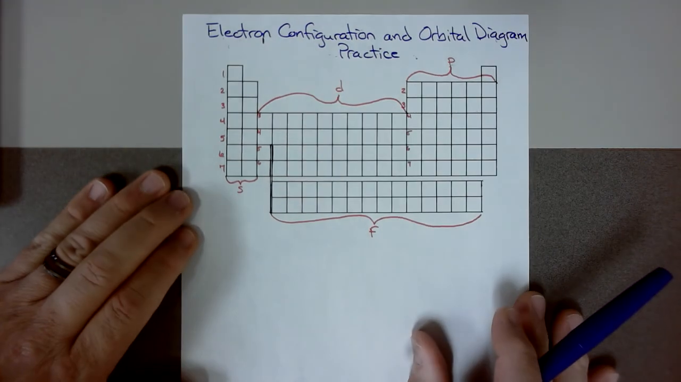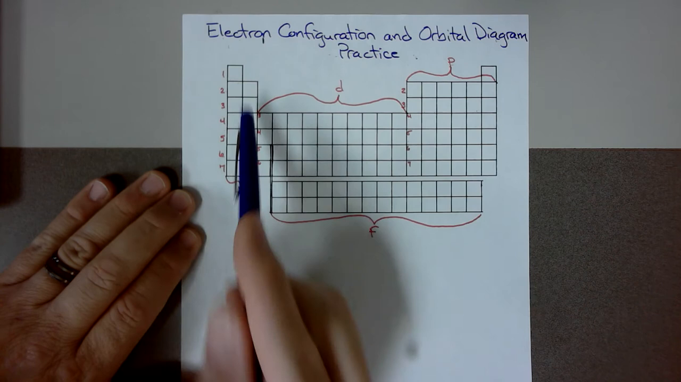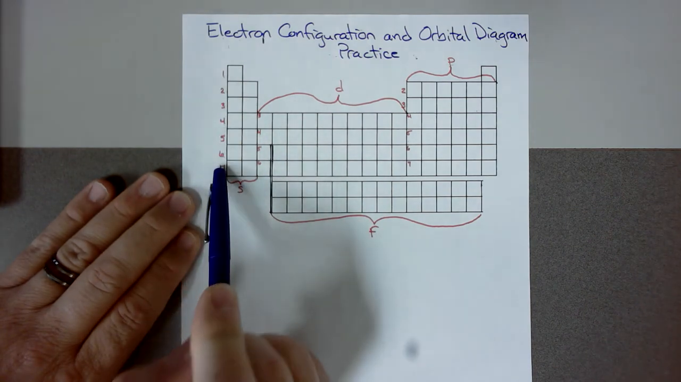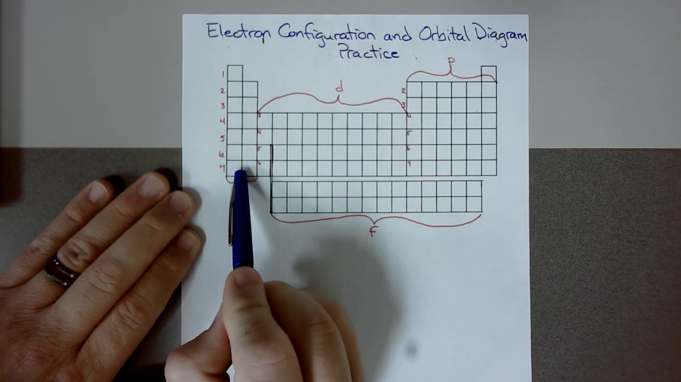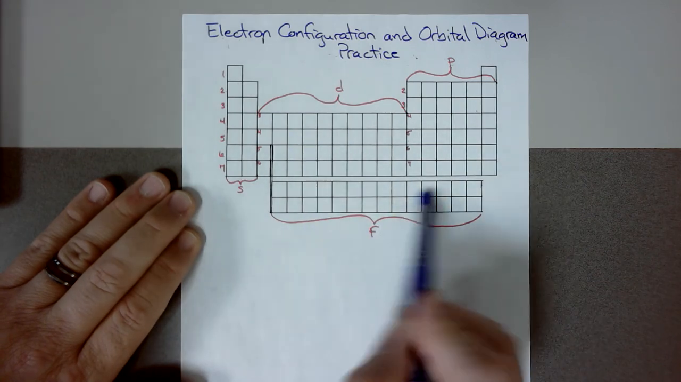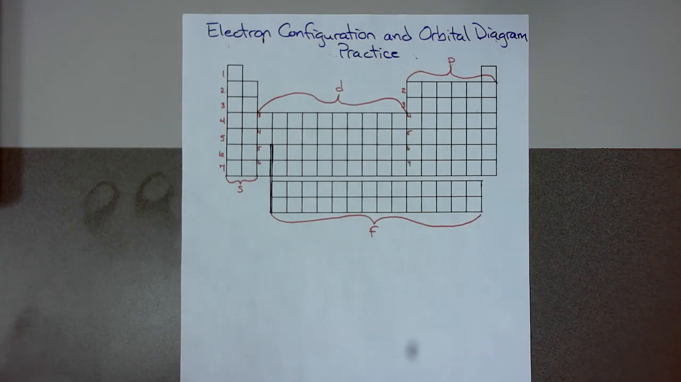So I have a blank periodic table here. We have the energy levels or periods of 1, 2, 3, 4, 5, 6, 7. And then I've indicated the S block, the P block, the D block, and the F block represented in each of the separate sublevels of an atom.